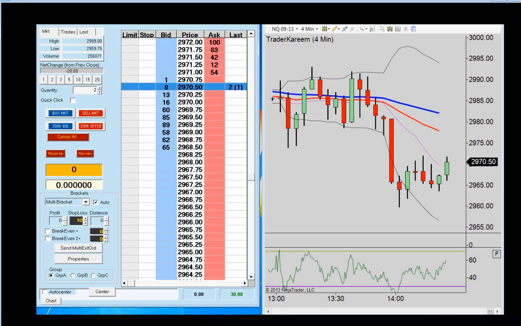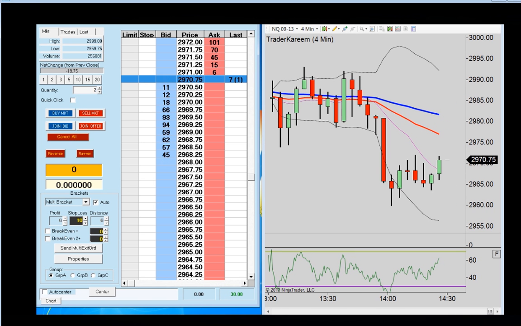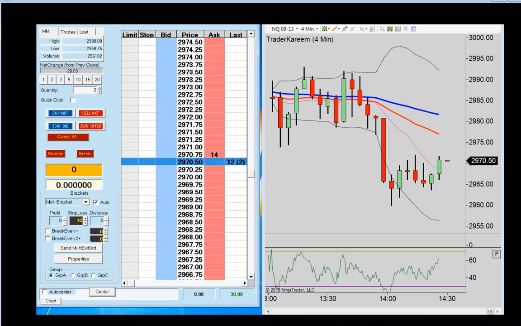Then here we are. This one I was looking for a short, looking at the test of the resistance, the moving averages, with an overbought RSI.